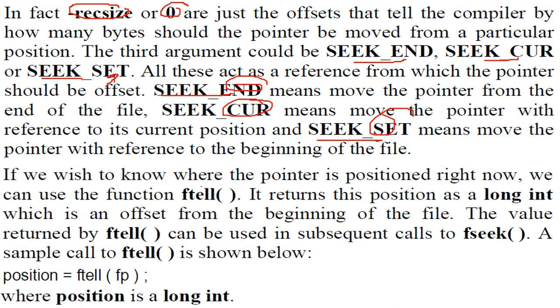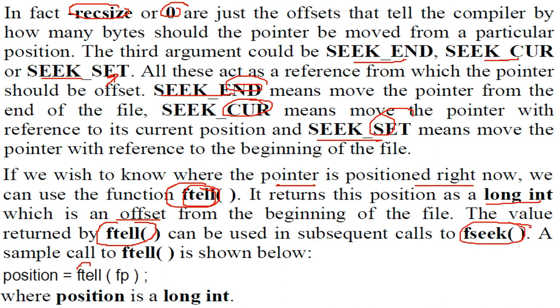We have also ftell, that means we want to know where the pointer is right now, where it is positioned right now. For that we can use ftell. And this ftell returns a long int, which is actually the offset from the beginning of the file. So the value which is returned by ftell can be used with fseek.